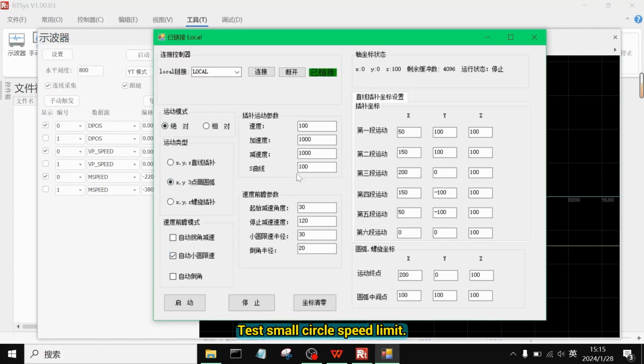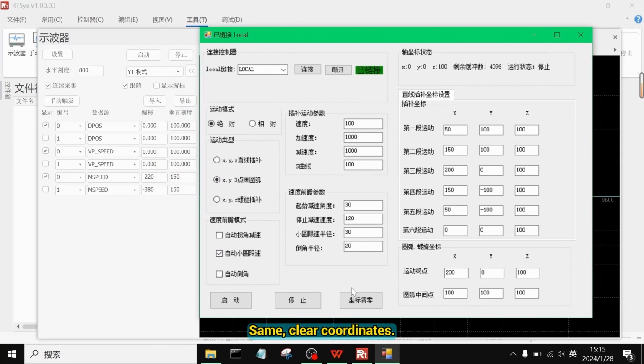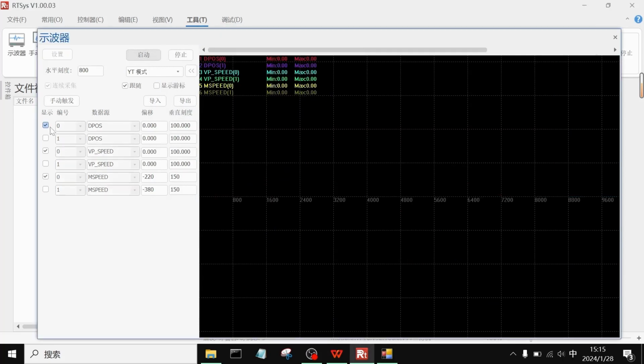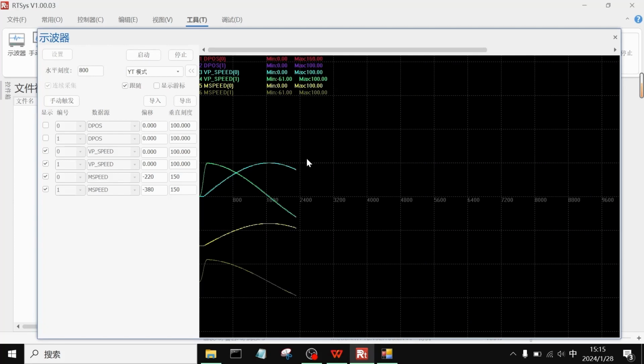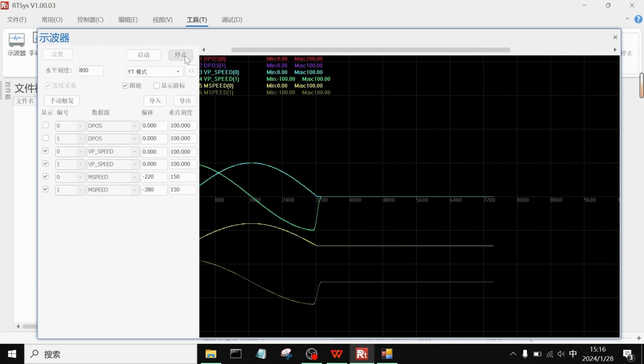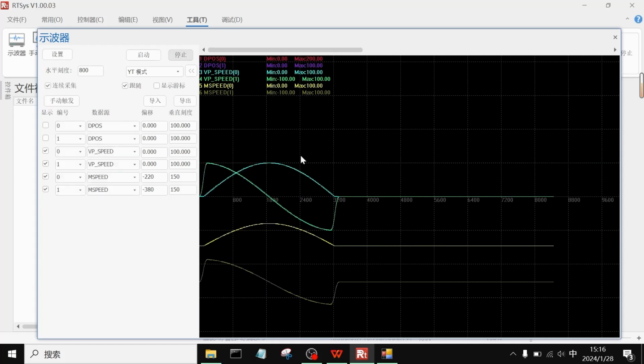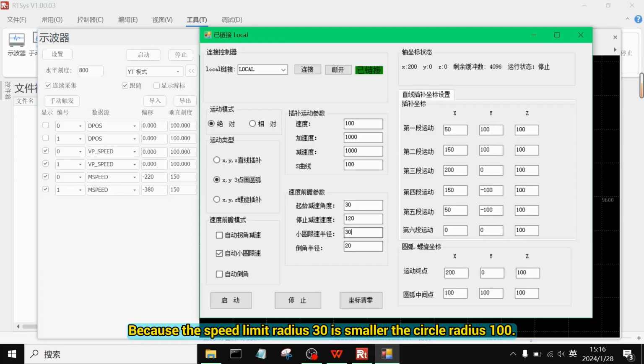Test small circle speed limit. Same, clear coordinates. Set the speed limit radius as 30. And see here, it draws one circle of 100 radius. Restart scope. Run the program. Now, it doesn't decelerate. Because the speed limit radius 30 is smaller than the circle radius 100.